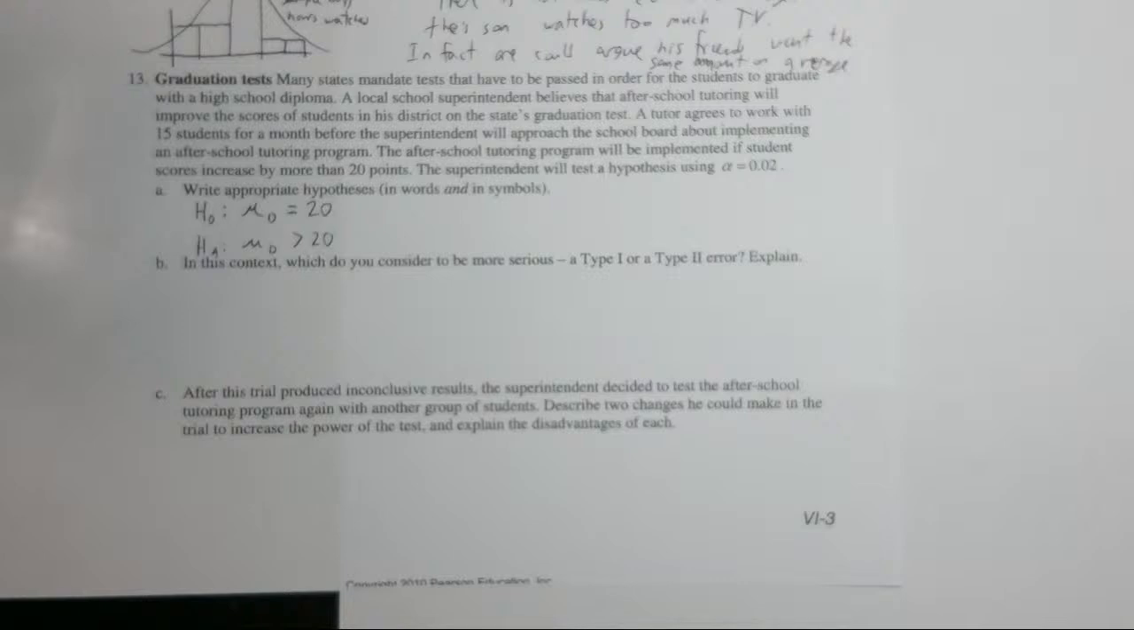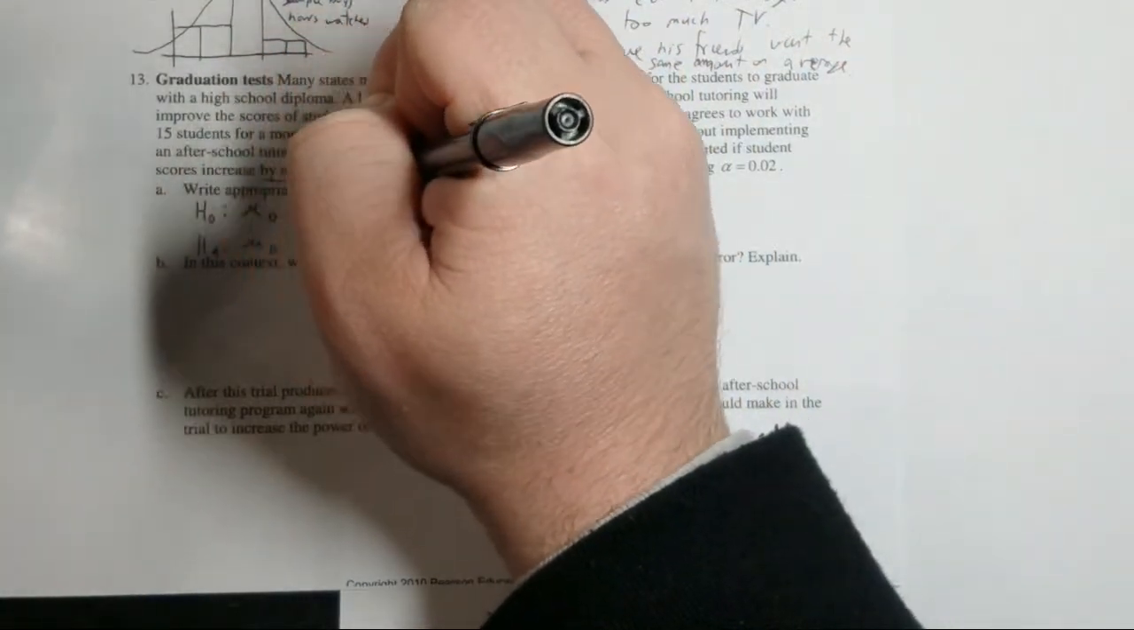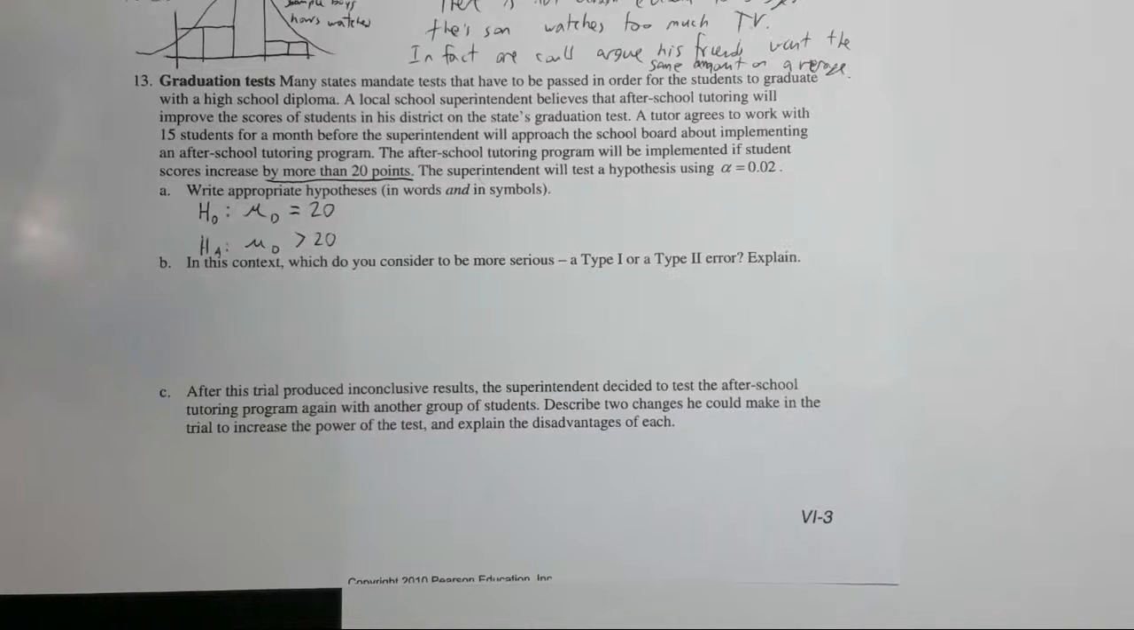You have to remember that a null hypothesis means that there's nothing strange going on. A null hypothesis is there's no change, innocent until proven guilty, nothing's going on. If you were to think of it in that sense, the null hypothesis would be that the program did not do what the superintendent was hoping for. The words are, the after-school tutoring program will be implemented if student scores increase by more than 20 points.